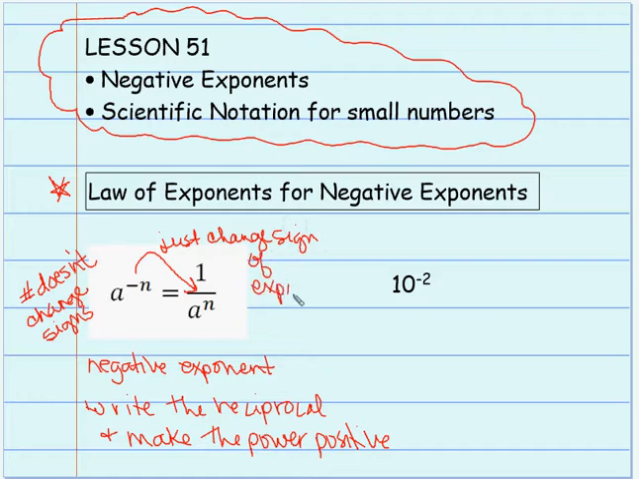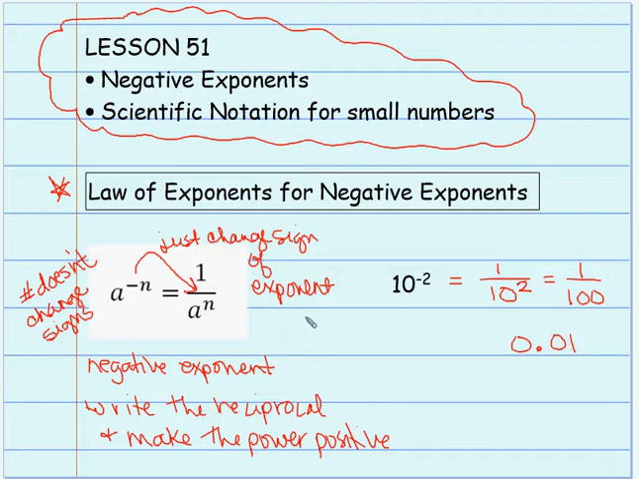Okay, so let's try this. So 10 to the negative 2 power. So it looks like this, right? A to the negative n. So I need to write the reciprocal. So instead of 10, that will be 1 over 10. And then my negative 2 exponent, when I move it, becomes positive. So if I wanted to go one step further, I could write this as 1 over 100, or I could write it as the decimal 1/100.